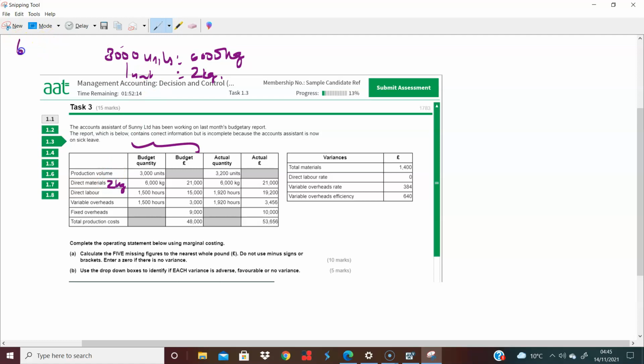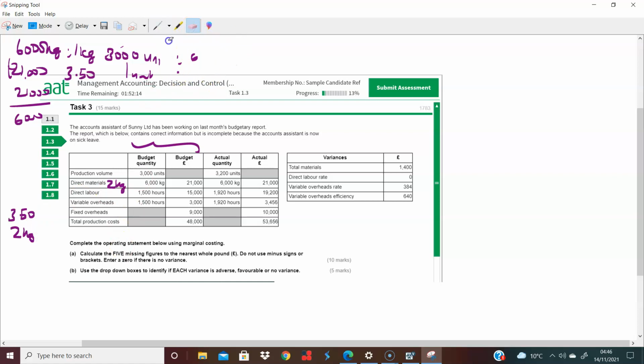Now you also know that for these 6,000 kilograms, you've budgeted to spend 21,000. So the question is, what is the cost of 1 kilogram? The cost of 1 kilogram must be 21,000 divided by 6,000. We'll do it step by step. 21,000 divided by 6,000 is £3.50. So you have your starting point for finding out anything you need. I'm just going to write £3.50 and 2 kilograms because of space, and then clean all this out. This is recorded, so you can see what I've just done.